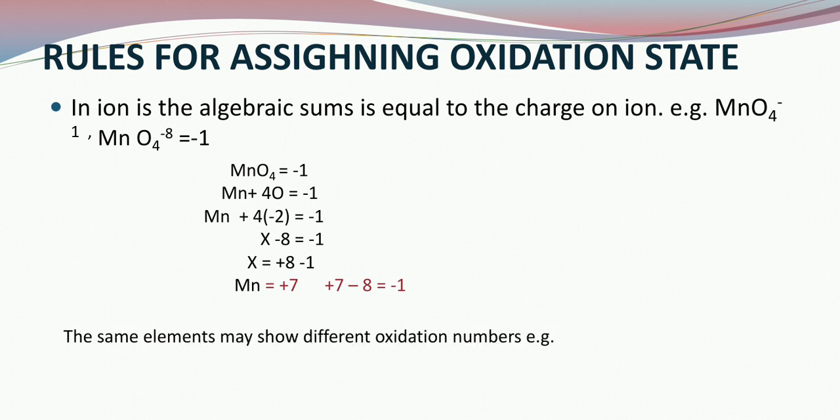The same element may show different oxidation numbers. For example, in carbon monoxide, carbon shows oxidation state +2 and oxygen -2. Whereas in carbon dioxide, both the elements are the same, but their oxidation states are different. Carbon carries +4 oxidation state and oxygen carries -4 oxidation state.